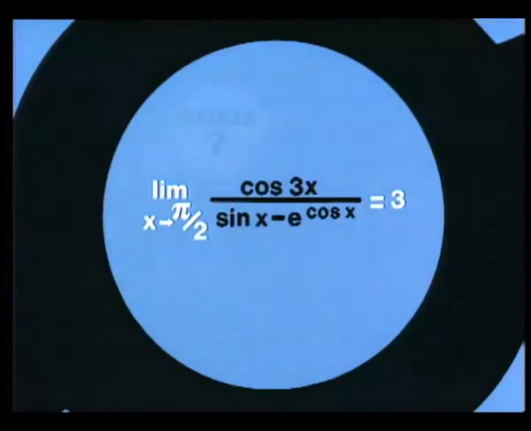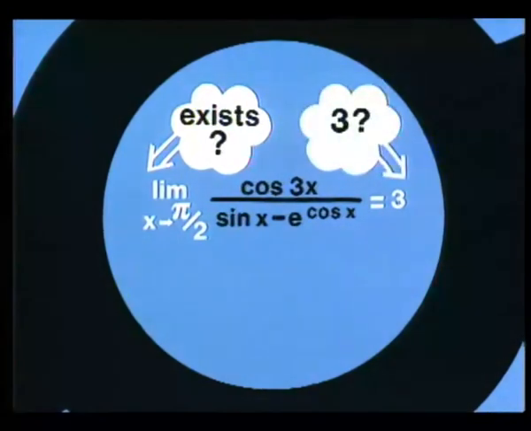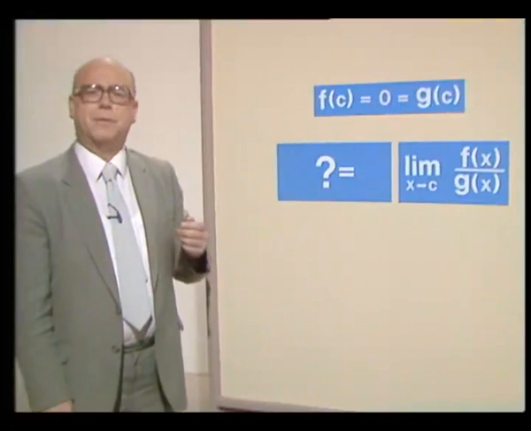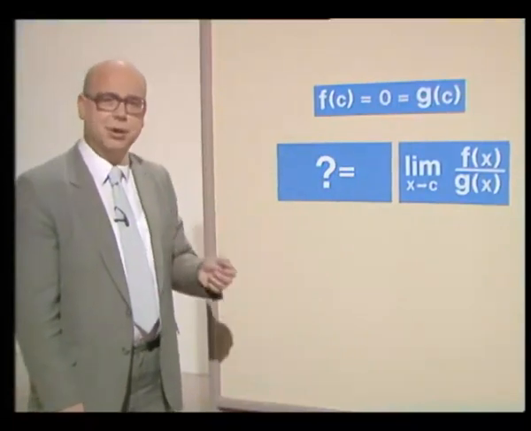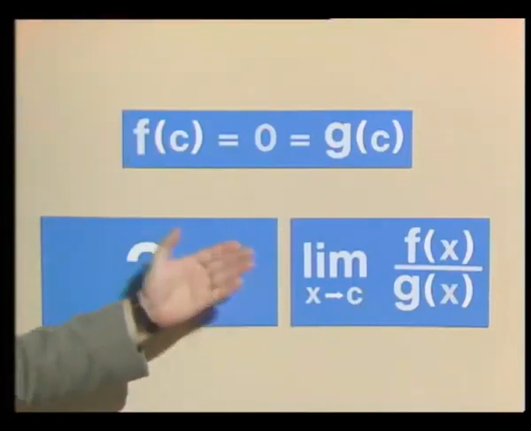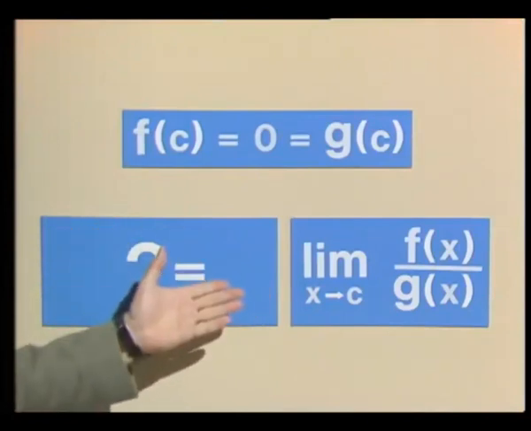Are we able to say whether this limit does exist? And then, if it does, does it equal 3? Let me ask those questions more generally. If you have two continuous functions, f and g, which are both 0 at the same point c, what can you say about their ratio as x tends to c? Does it exist? Can you evaluate it?